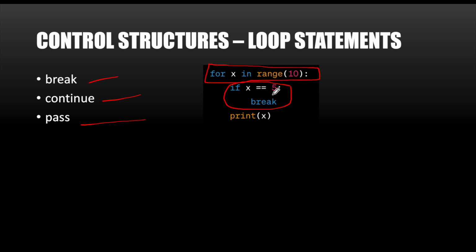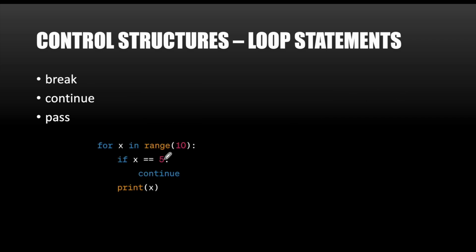So the moment x becomes 5, the loop shall break. Continue. Continue means that the specific iteration of the loop, the specific step of the loop, would not be executed, which means when x is equal to 5, it will just continue. It will just go back to the looping structure with the next element now, and it will not execute the print statement. So it just continues to the next step. That is the meaning of continue.